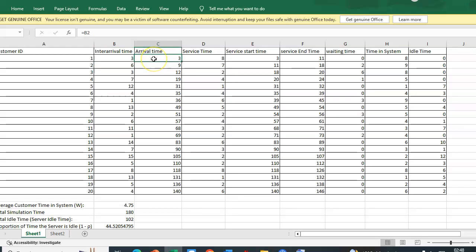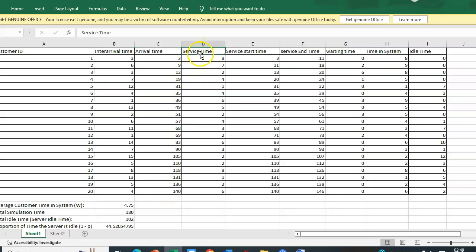Then we go to the arrival time. The first arrival time is the same as the inter-arrival time. And then for the second one, you just add the arrival time with the next inter-arrival time to get 9. So after getting 9, just add 9 with the next inter-arrival time to get 12. And repeat the process for the arrival time, and you get it for all the 20 customers.